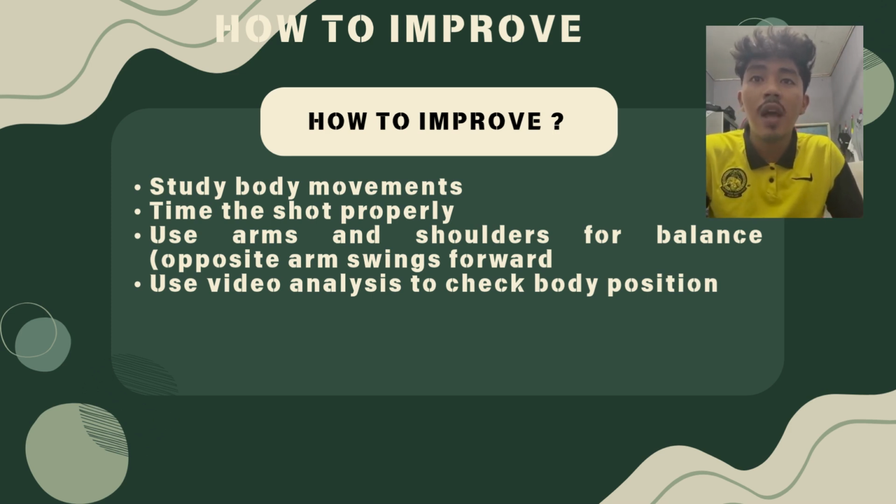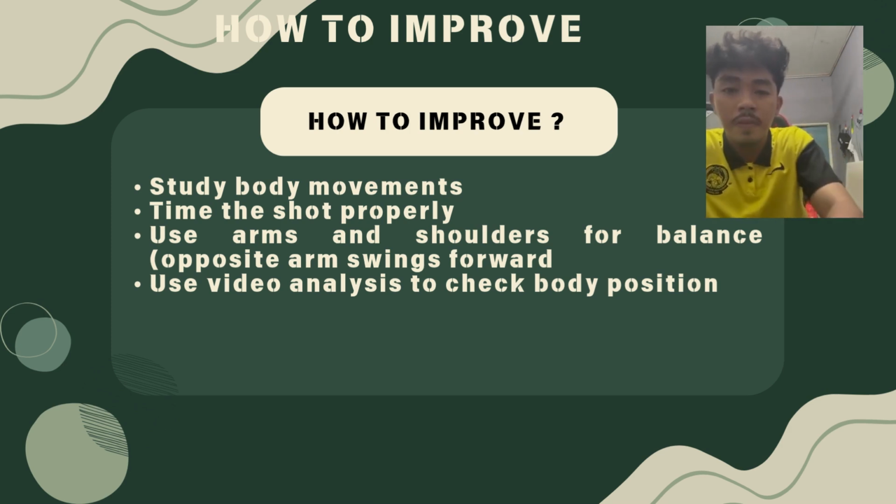Third, use arm and shoulder for balance. The opposite arm swings forward, keeps the upper body steady and adds momentum to the kick. And lastly, use video analysis to check body position. Using video analysis to check body position can help identify mistakes and correct technique for better results.